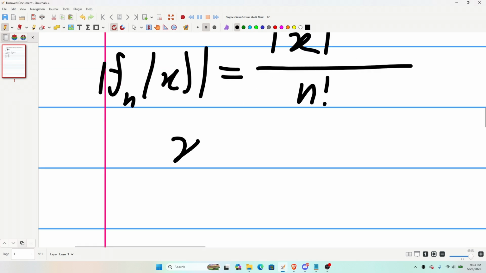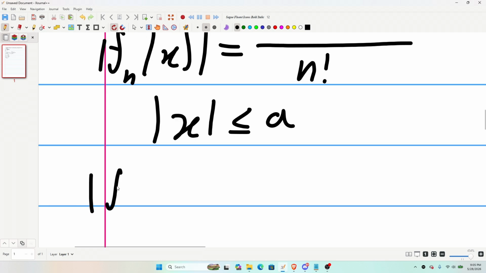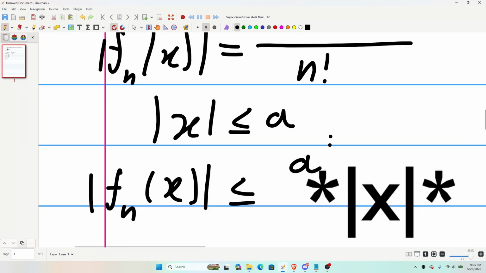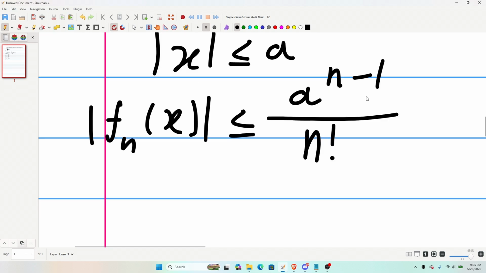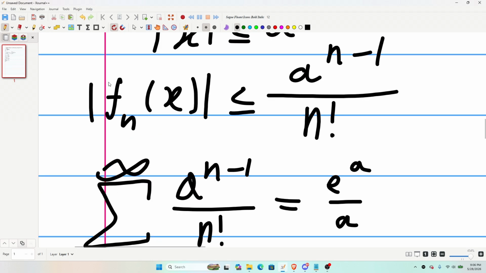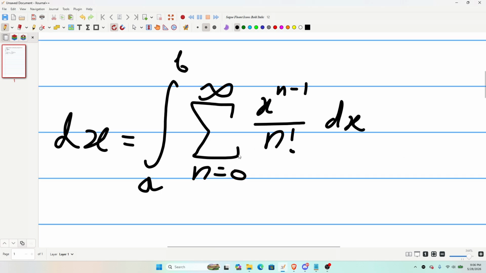And then let the absolute value of x be less than or equal to something, a. So the absolute value of f sub n of x is going to be less than or equal to, because we're basically theorizing the maximum value of x, a to the n minus 1 over n factorial. And then you take the series of each side. And because this converges to e to the a over a, that means that f sub n of x is uniformly and absolutely convergent. Therefore, it's safe to say that we can swap the integral and summation operations.